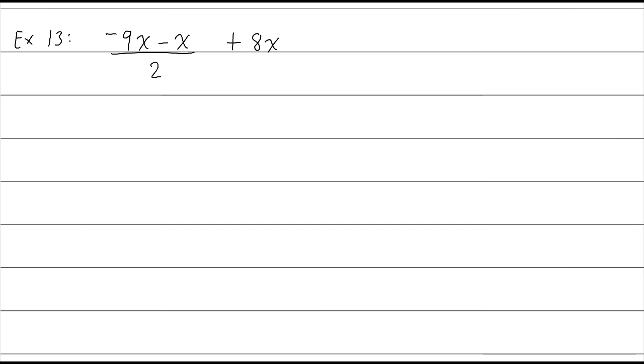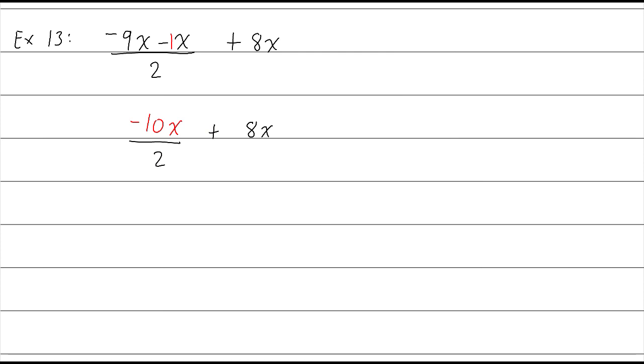Remember, fraction bars like this one here basically mean that you do those like they're in parentheses. So I'm going to focus on that first. Negative 9x minus x. Remember, there's an understood 1 here. That's a negative 1x. Negative 9x minus 1x is negative 10x over 2 plus 8x.